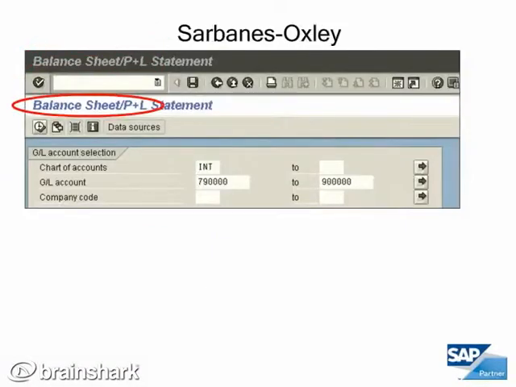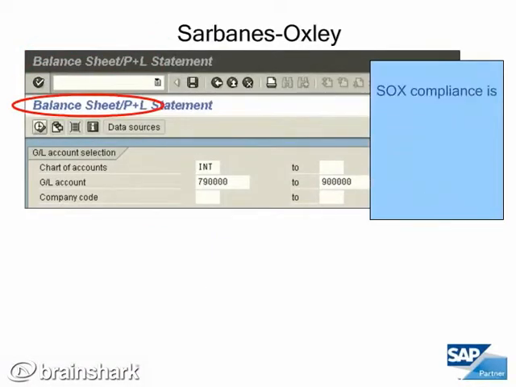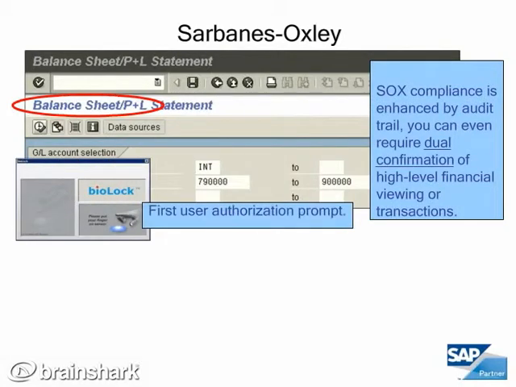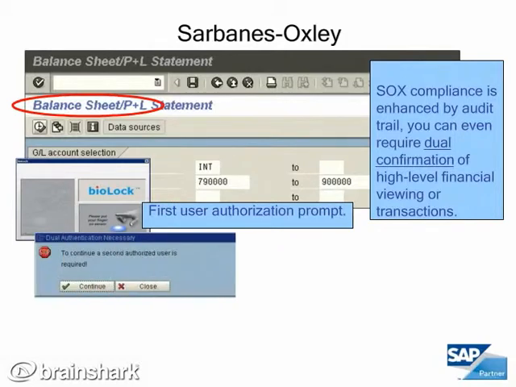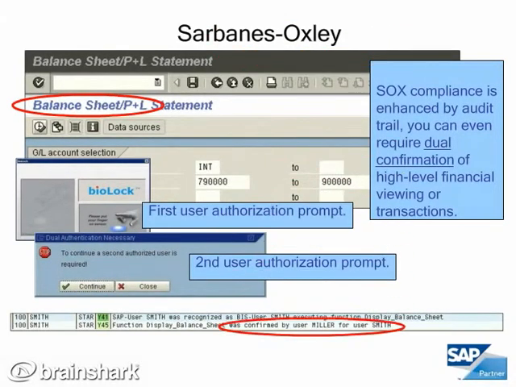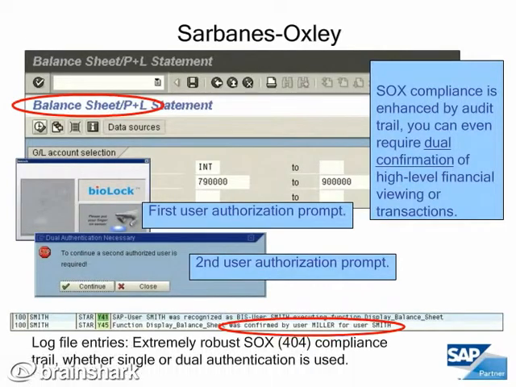The key to Sarbanes-Oxley Section 404 compliance is to be able to demonstrate written procedures and to offer a definite trail of who had access to financial information. In this example, by requiring dual confirmation of viewing high-level corporate financials, it's impossible for one individual alone to have seen the data. This means plausible deniability for executives. And even with single confirmation, the audit trail is indisputable. All activities are logged in detail to prove compliance.